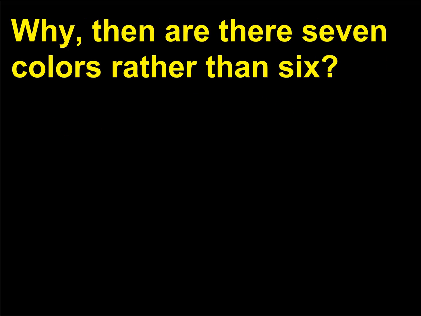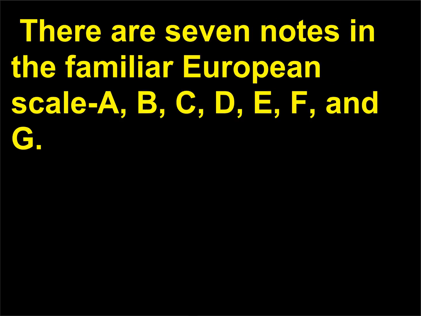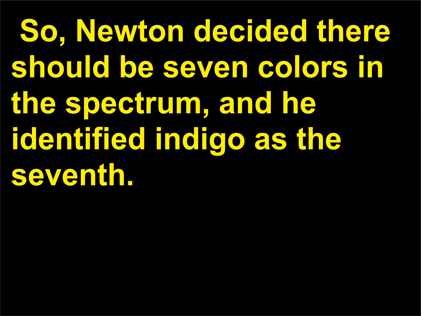Why, then, are there 7 colors rather than 6? It's because Isaac Newton was drawing an analogy between color and musical tones. There are 7 notes in the familiar European scale: A, B, C, D, E, F, and G. So, Newton decided there should be 7 colors in the spectrum, and he identified indigo as the 7th. So don't be too disappointed if you can't see it.